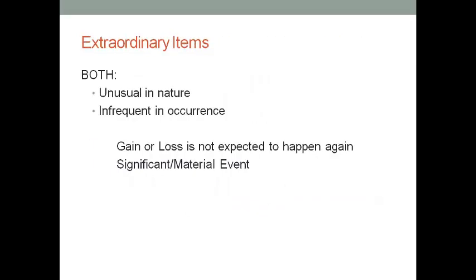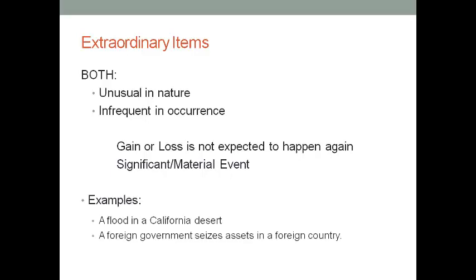Extraordinary items are material gains or losses that are both unusual in nature and infrequent in occurrence. The gain or loss is not expected to ever happen again given the company's normal operating environment. Examples of extraordinary items are a flood in a California desert and assets seized by a foreign government.